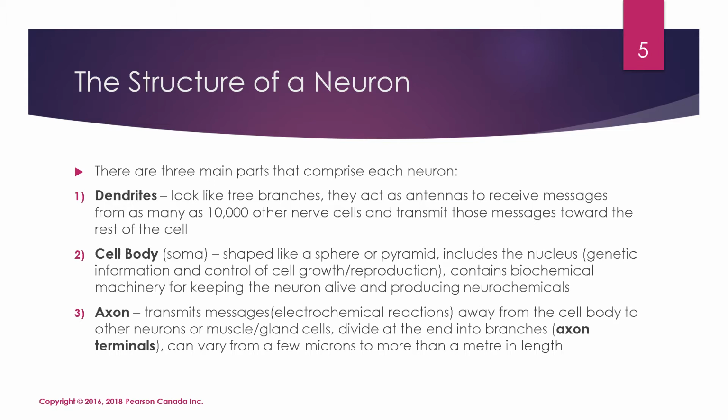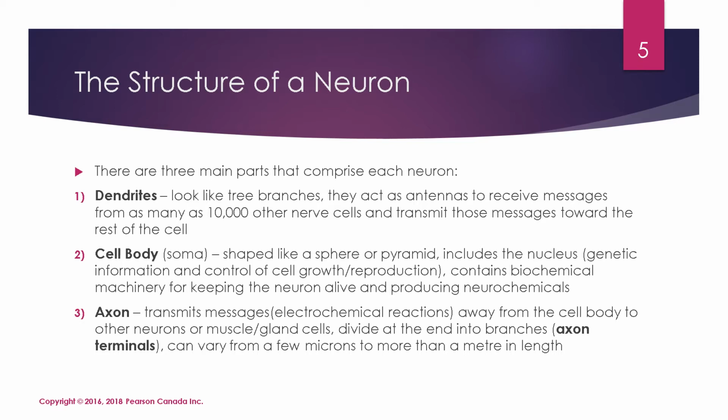Then we have the cell body or soma, which is shaped like either a sphere or a pyramid depending on which type of neuron you're looking at. And essentially, its responsibility is to include the nucleus, which holds the genetic information for the cell and controls the cell growth and reproduction. And it also contains biochemical machinery for keeping the neuron alive, so your mitochondria and things like that, as well as producing neurochemicals, so producing the neurotransmitters.